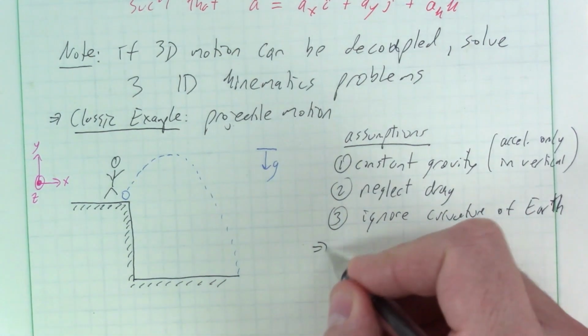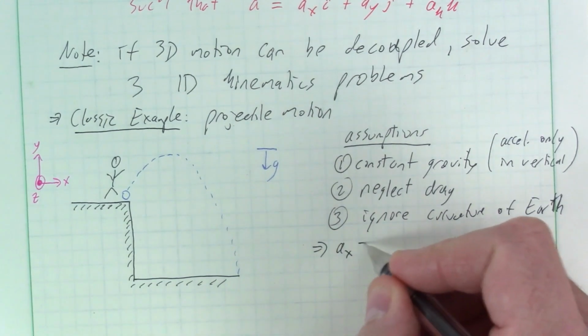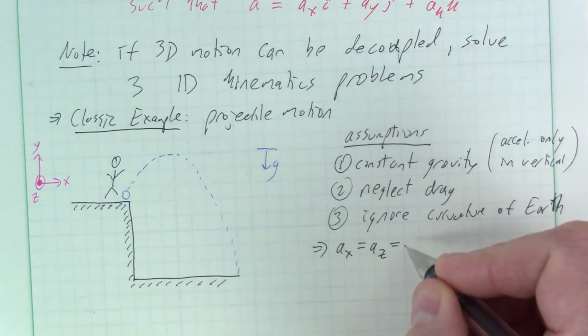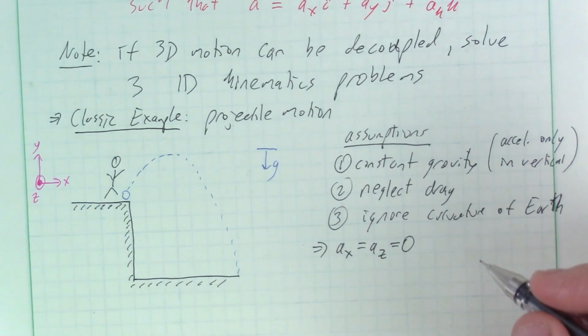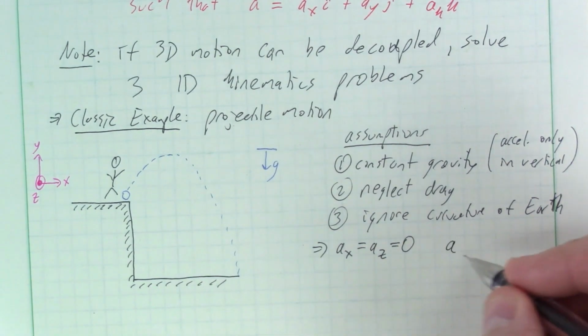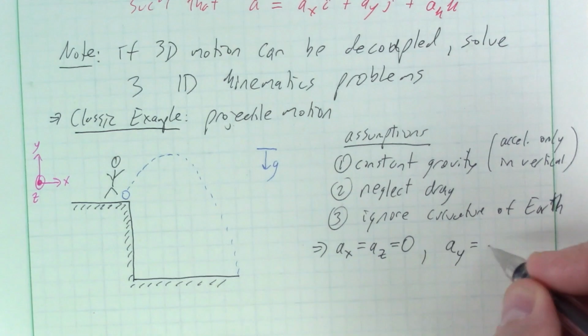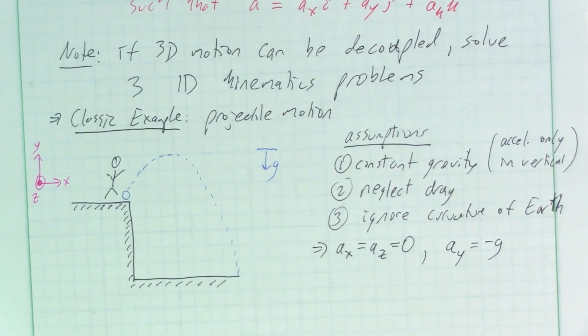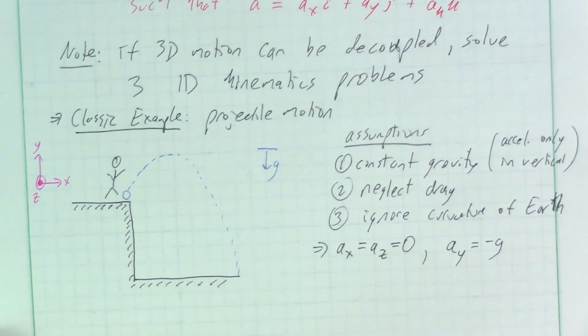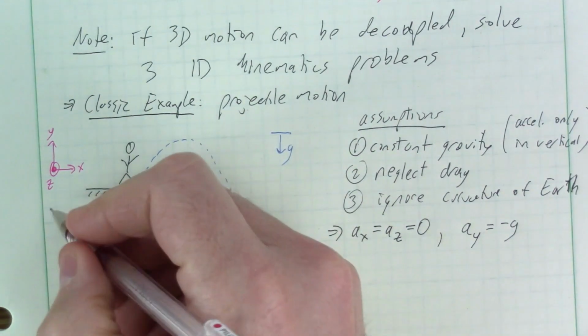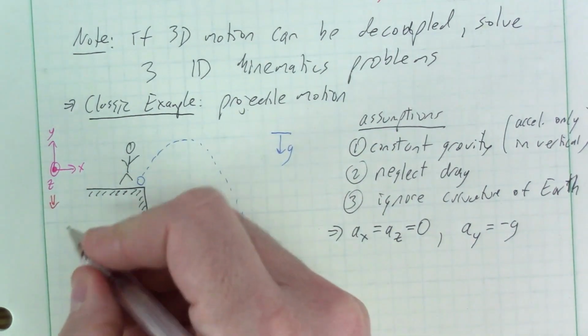So in the end, these assumptions allow us to say that the acceleration in x and z, which is that coordinate coming out at us, is 0, and the acceleration in the y direction is just minus g. Okay, so now let's just be done with the z direction. I'll make one more statement over here.